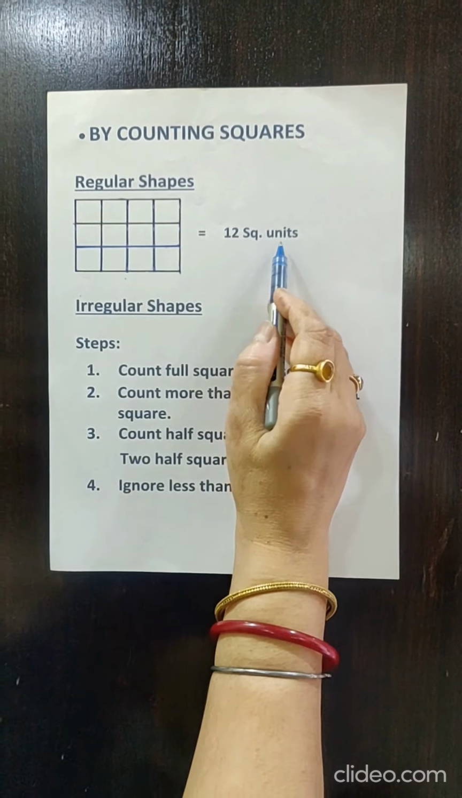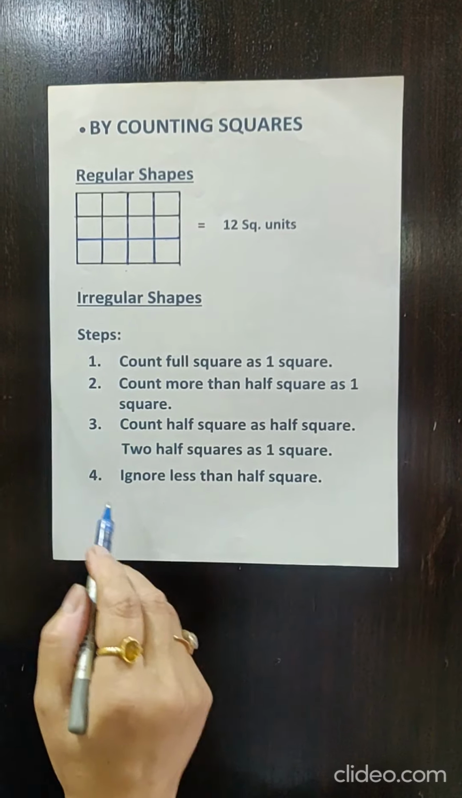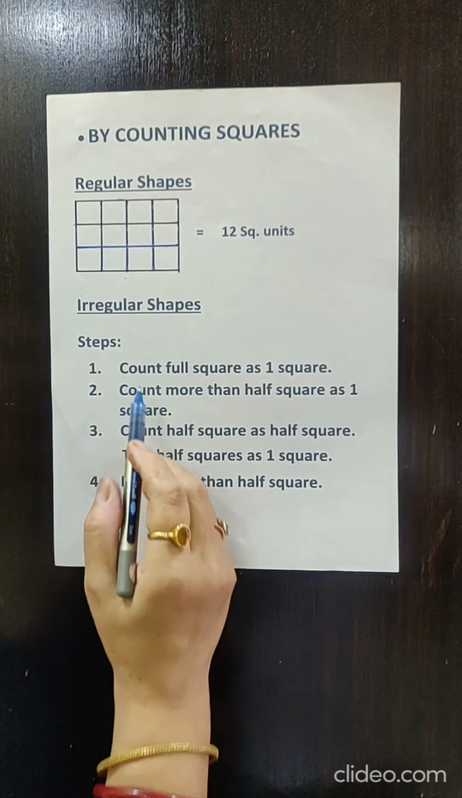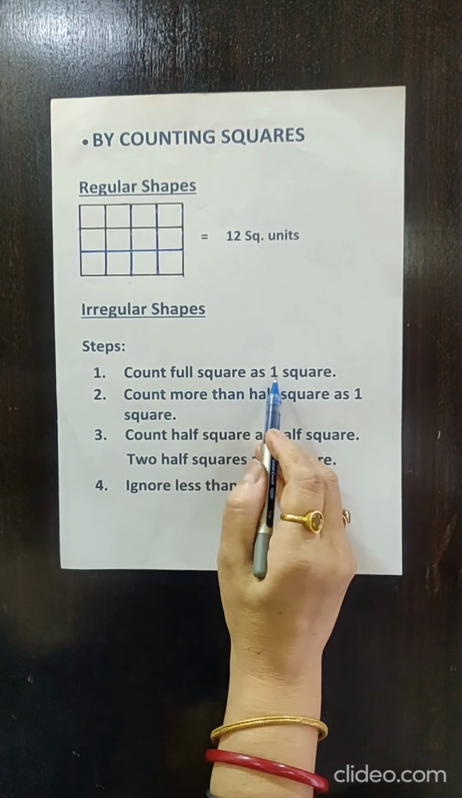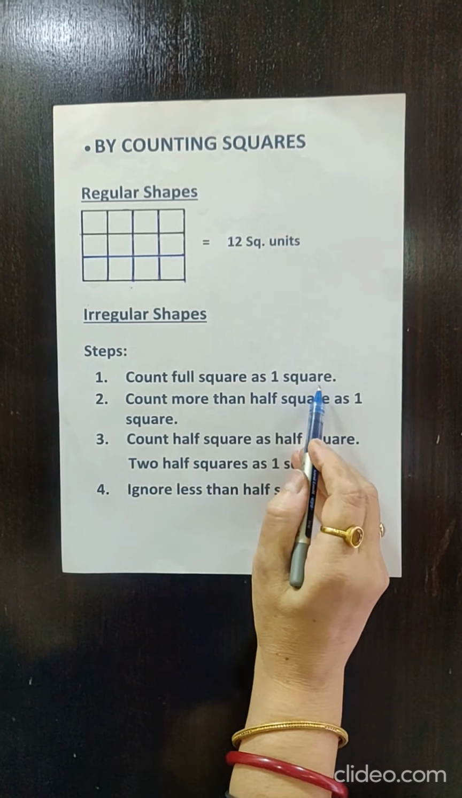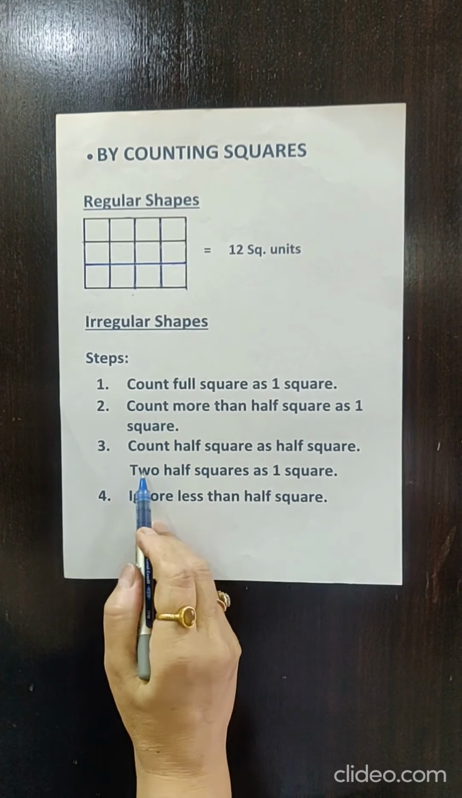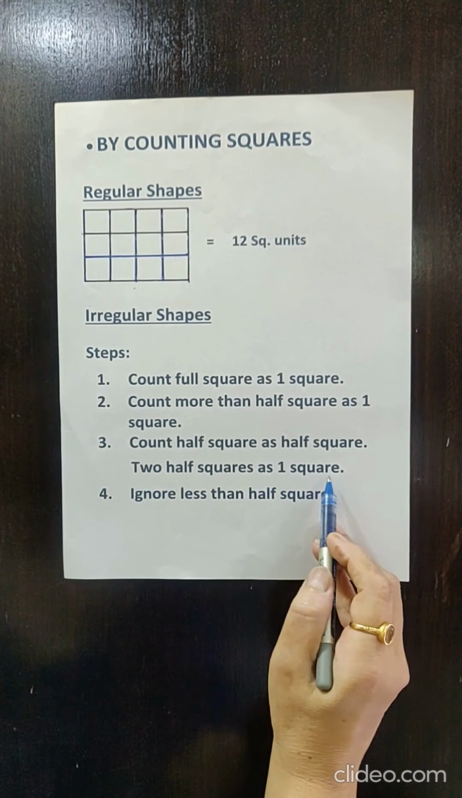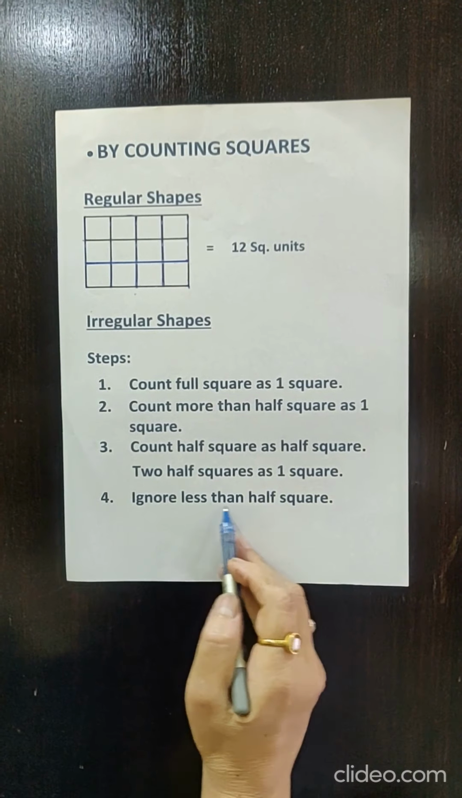Now, how to find the area of an irregular shape? What are the steps? Count one full square as 1 square. Count more than half a square as 1 square. Count a half square as half a square, or 2 half squares equal 1 square, and ignore less than half a square.